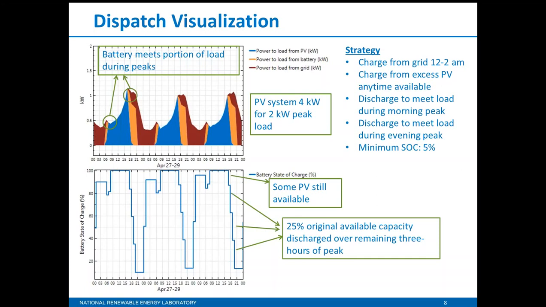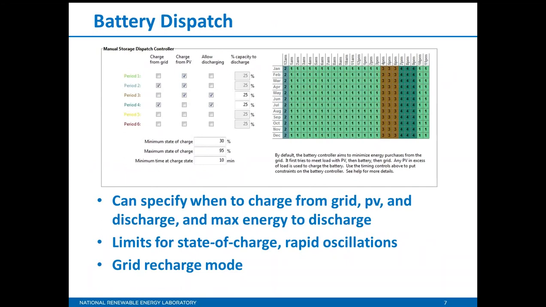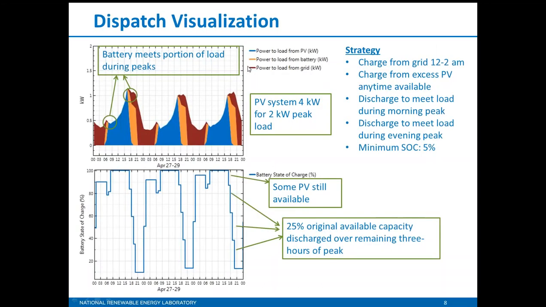In the bottom left plot, this illustrates, if I go back one slide, this far right column, the percent capacity to discharge. So this column allows you to specify over each time period how much of the battery energy you want to allow to discharge to meet the load. And this controller was added basically so your battery doesn't just naively discharge to meet the full load during one time period. So it allows you to make your battery last over an extended period of time.